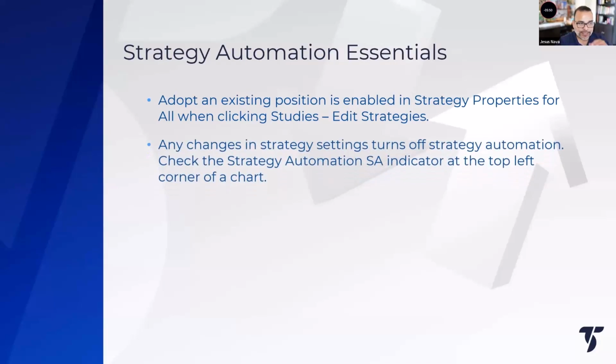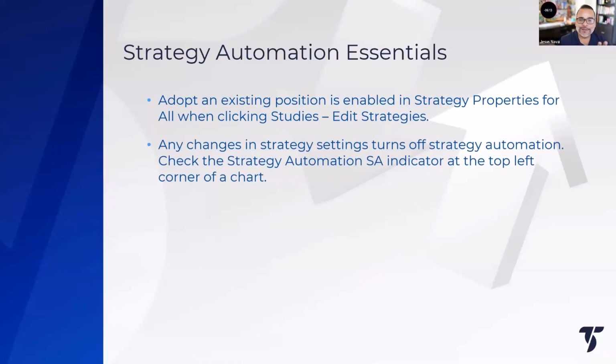Any changes in strategy settings turns off strategy automation. So you've got to be careful about what you're doing to the strategy. Once you set it on, if you go back in there and you make any tweaks or edits, your automation is going to be turned off. So something to be aware of and be careful of, because a lot of times we may go in there because we want to tweak something and we don't realize that we've turned the strategy off.